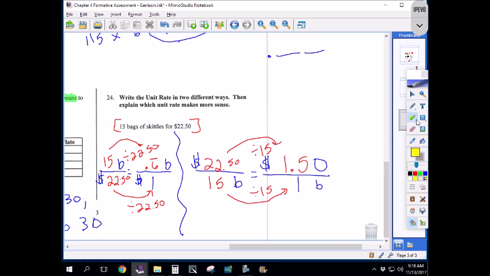Which one makes more sense here, guys? Which one's going to make more sense? Josh? This one here is going to make more sense.